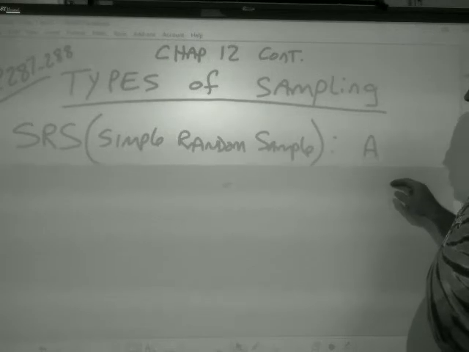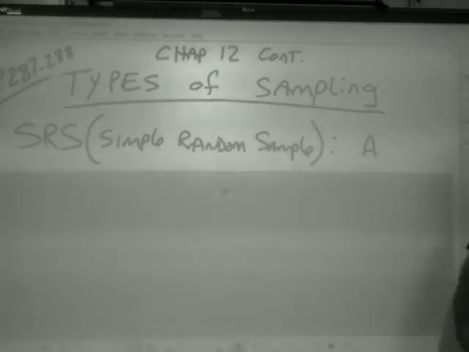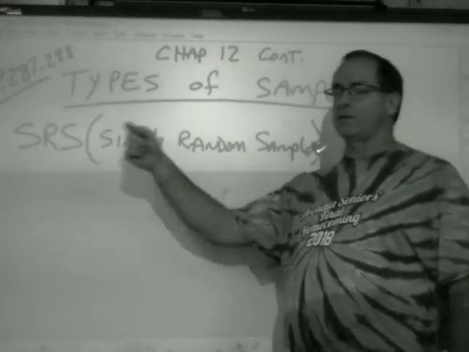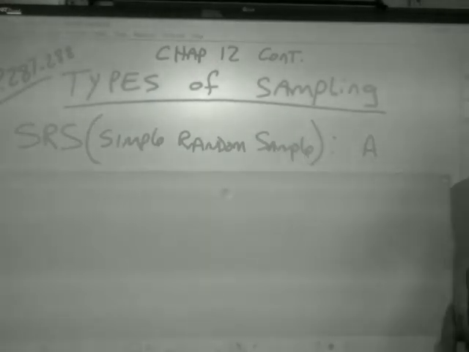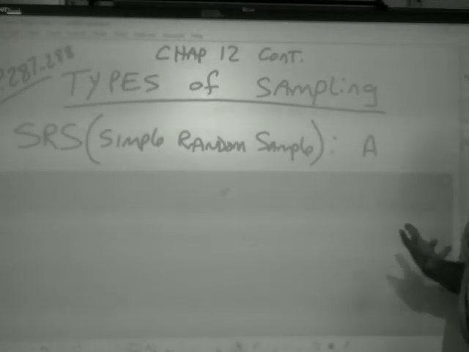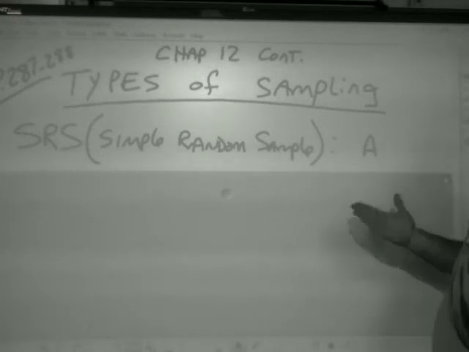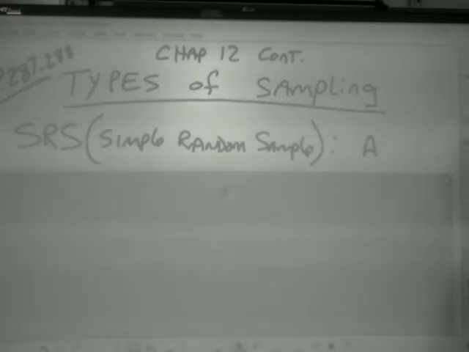The first type is called a simple random sample. Some people just call it SRS, but it is a simple random sample. It's kind of what we shoot for as the best type of sample. We can't always get it. We have to do other methods, but ideally we would love a simple random sample.